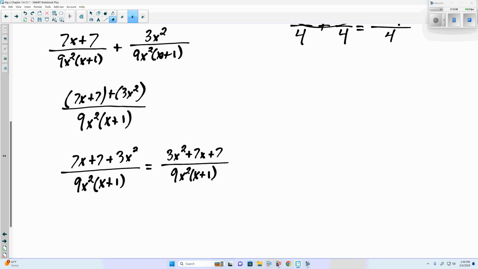But the big thing with this is getting the denominators to be the same. And to get that, we need to factor. Because once we factor them down, we see what we need to do and simplify from there. Questions on this here? Okay.